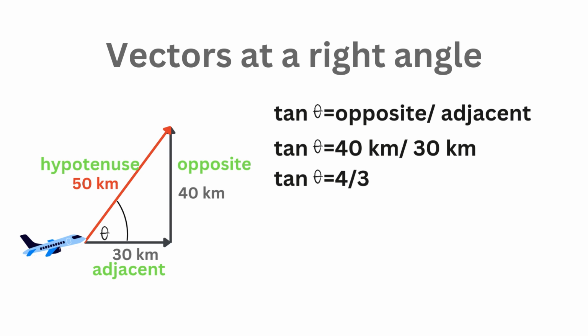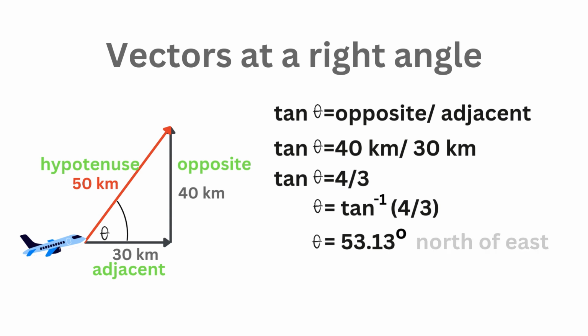Now, to find the angle, we take the inverse tangent of this ratio. Using a calculator, we find that the angle is 53.13 degrees. This tells us that the plane's displacement is at an angle of 53.13 degrees north of east.